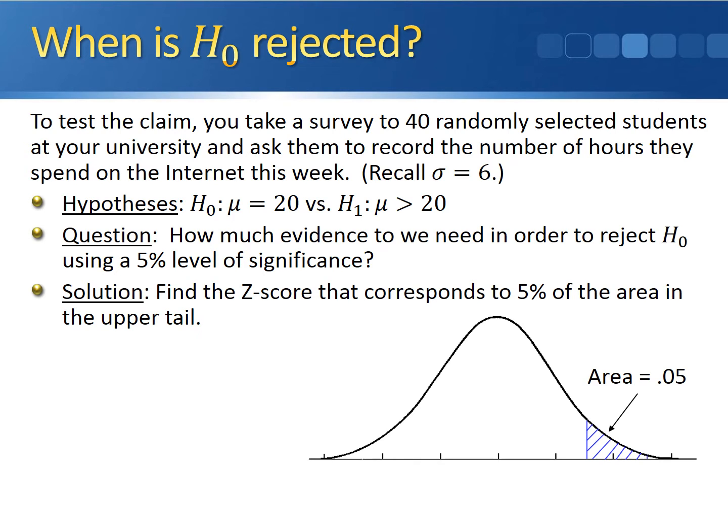The first step is to find the z-score that corresponds to 5% of the area in the upper tail. The standard normal distribution is centered at 0. Since we want 5% of the area in the upper tail, we need the 95th percentile. This z-score is the cutoff between rejecting the null hypothesis, which is what happens if our test statistic falls in the blue region, and failing to reject the null hypothesis. More specifically, this z-score is called the critical value.